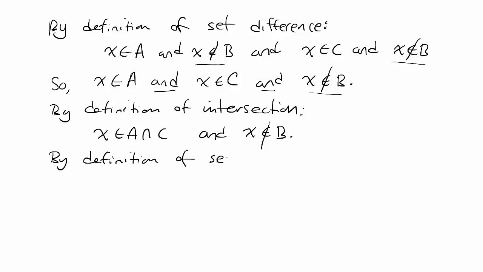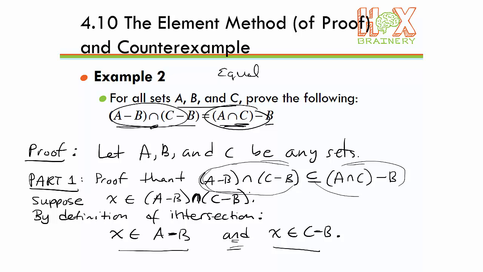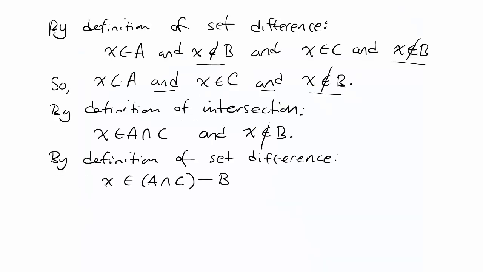Okay, we're still putting it back into set notation, so then we're going to say by definition of set difference, X is an element of A intersection C, and the difference of that was set B. So we went from an element in here, we broke it down and we built it back up. So we went from here to here. So we showed that that element of X was in this set, but it was also in this set, showing the subset relationship.